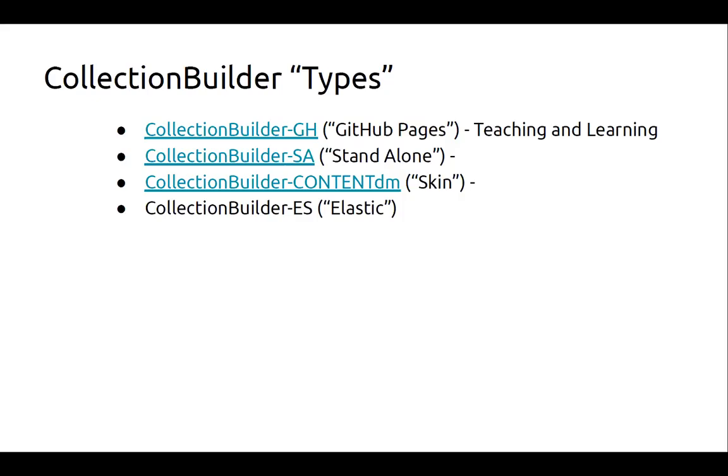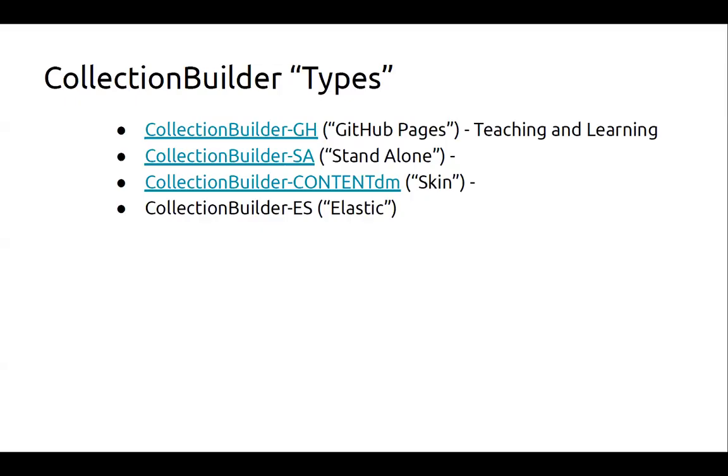So getting back to CollectionBuilder in general, we have some different types of this template of CollectionBuilder, depending on where you want to store your digital objects, the technical expertise, and then the aims of your project. So the most commonly used one, that has the longest history with us and with other people, is CollectionBuilder GH for GitHub Pages. And that's really focused on teaching and learning. You can implement it without installing anything on your computer, just using the GitHub web interface. And it's really great for these small projects, going into the classroom, teaching at conferences, which we've done quite a bit, and a good place to get started learning about how CollectionBuilder works.